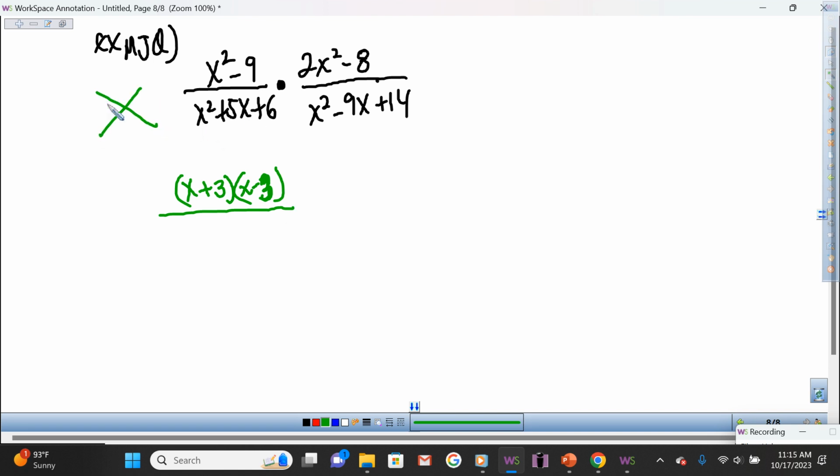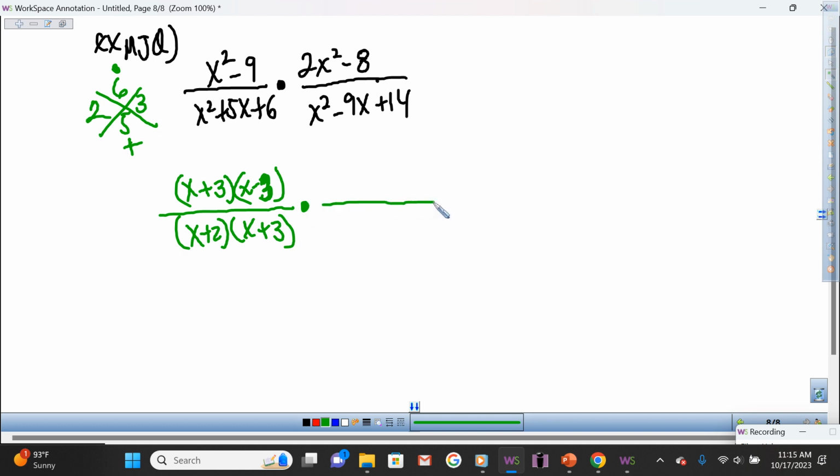6 and 5. Factors of 6 that add up to 5, everyone. 2 and 3. 23, Michael Jordan. X plus 2, x plus 3. Times.